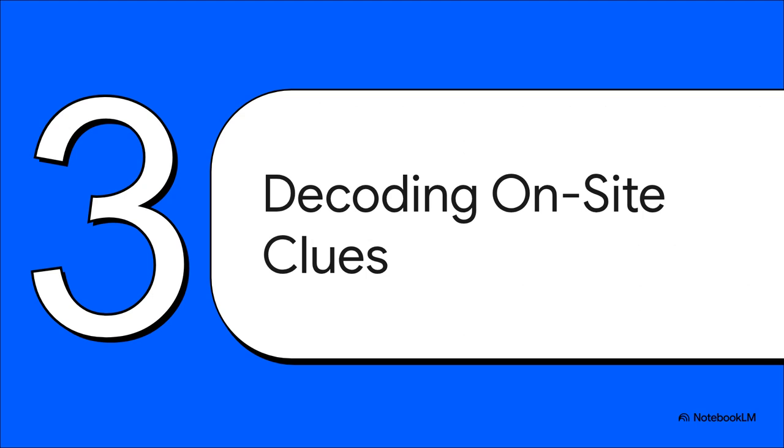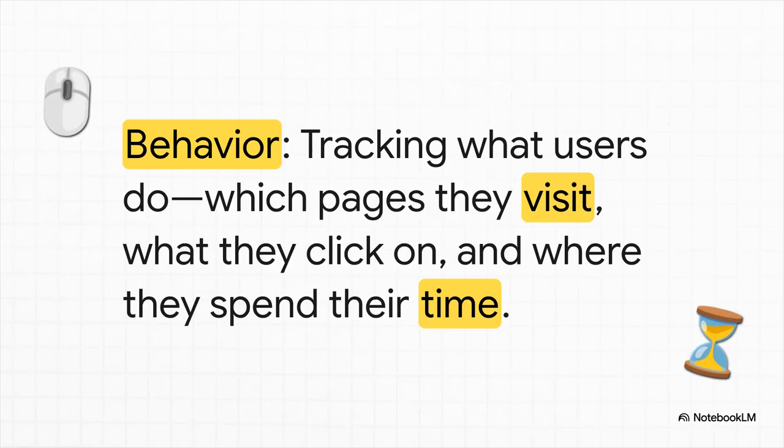All right, so we know who's visiting and how they found the site. Now for the really juicy part. What do they actually do once they're here? It's time to start decoding the on-site clues. And that brings us to Chapter 3, Behavior. This is where we see the plot unfold. We're tracking what people are actually doing.